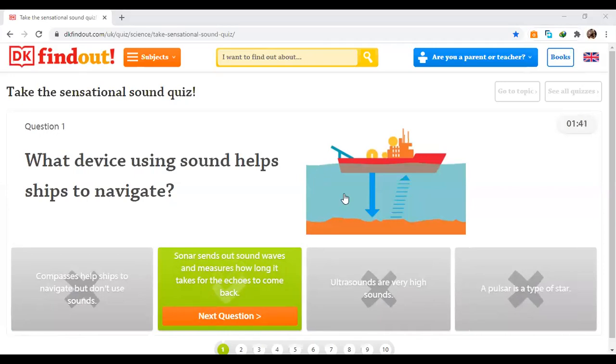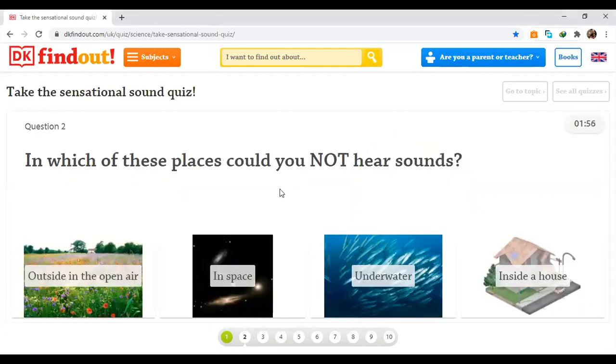Sonar sends out sound waves and measures how long it takes for echoes to come back. So it can detect mountains underwater. Okay. Let's see the next question. Please close your mic. Okay. Here, in which of these places could you not hear sound?